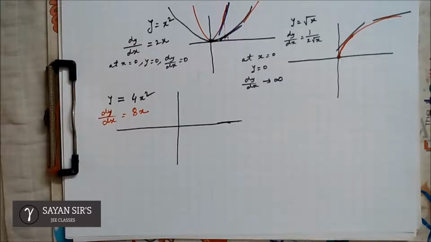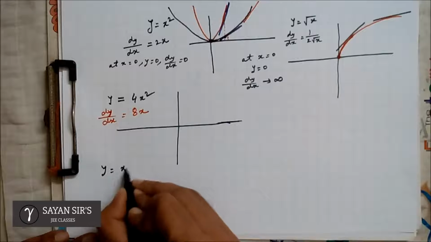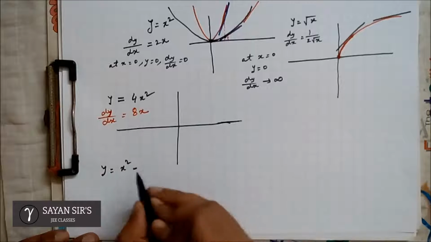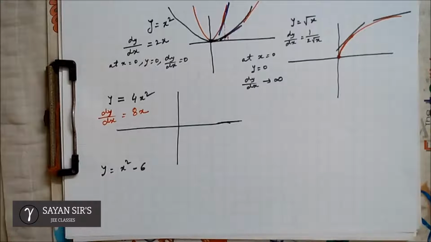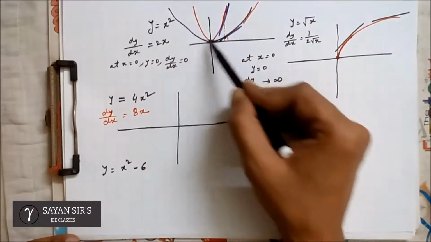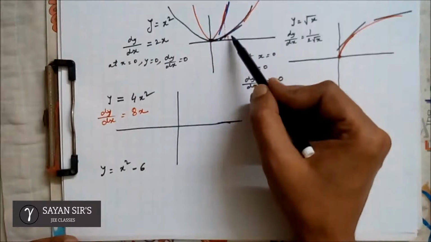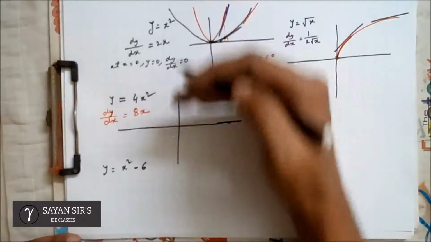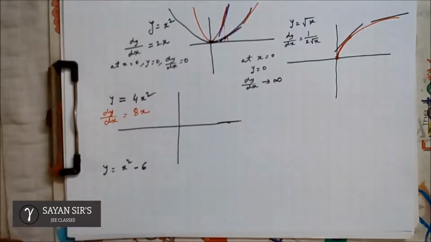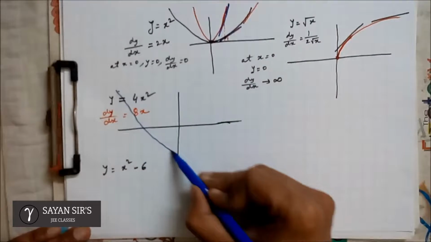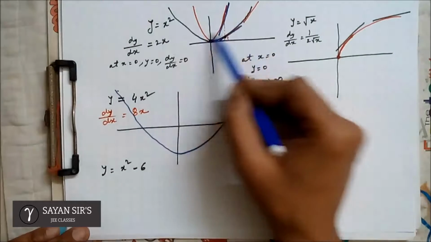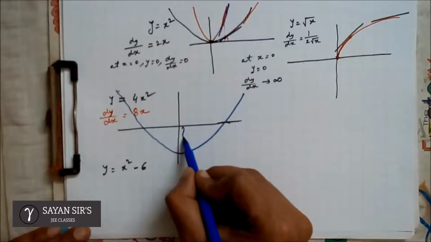We can also figure out what the graph of, say, y equals x squared minus some number, let's call that 6, will be. That will basically retain the same nature as this graph, but for every x my y will be shifted 6 units below. So it will be something like this. It is this same graph which has been shifted 6 units below.